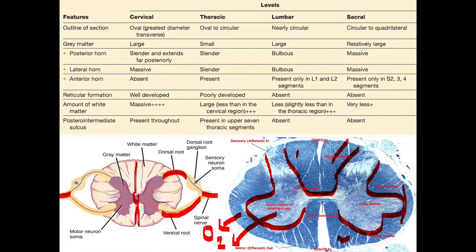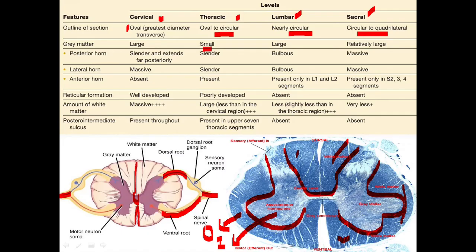When we compare the spinal cord at different cut section levels of cervical, thoracic, lumbar, sacral and coccygeal level, the shape alters. In the cervical level, it's oval, then oval to circular, nearly circular, and circular to quadrilateral. The outline section varies from cervical to sacral. And when we see the inner gray matter, in cervical, lumbar and sacral it is larger, but in the thoracic level, it is small.